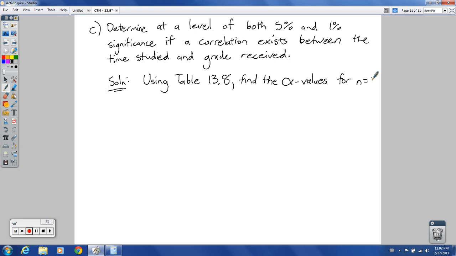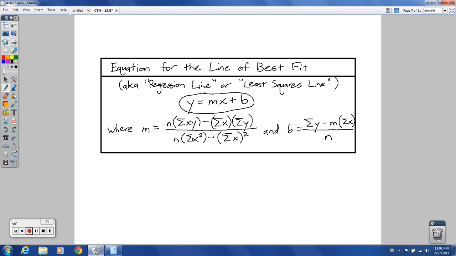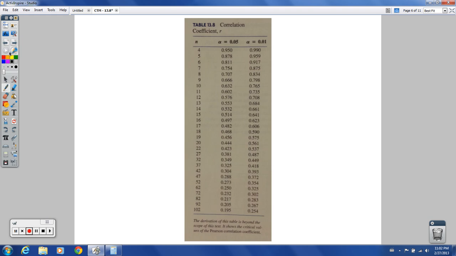for n. We have 7 different numbers, different sets of bivariate data. It's called bivariate data because it has 2 variables, like bicycle has 2 wheels, bivariate has 2 variables. So let's go back to the table here. Here it is. So this table, you don't have to write this down, you don't have to memorize this table.